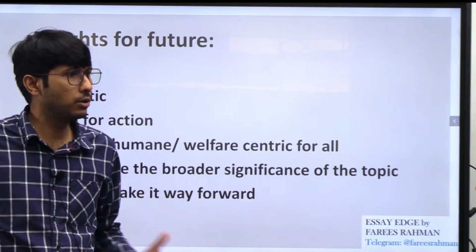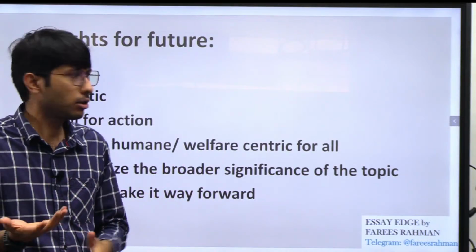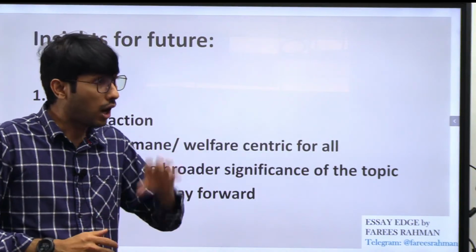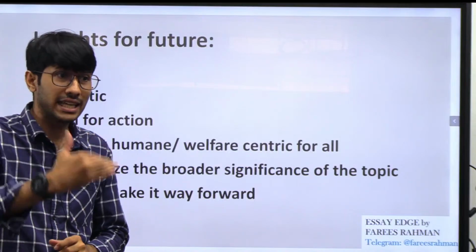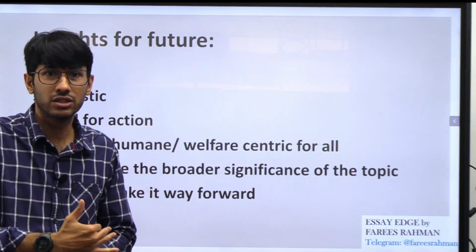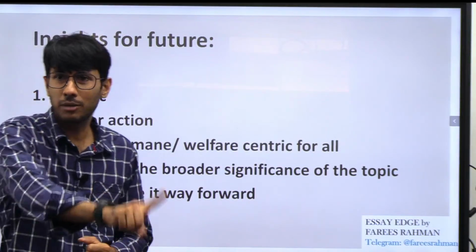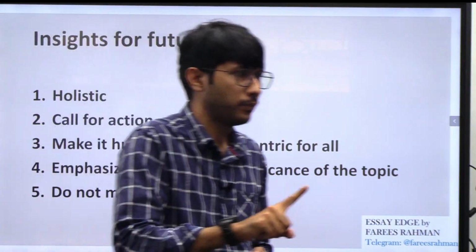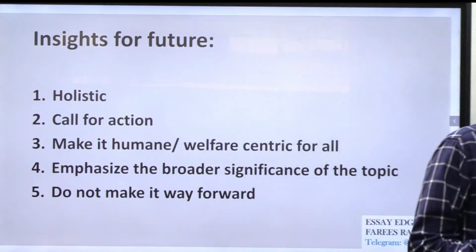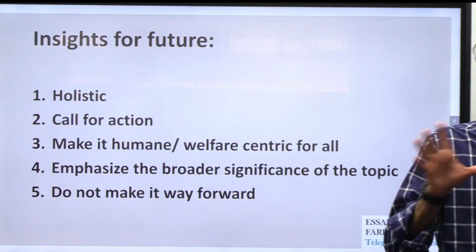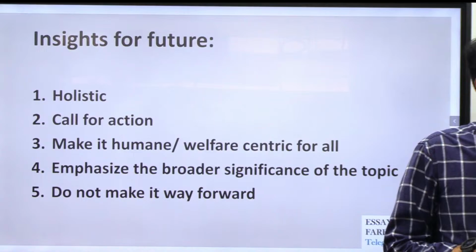You can give insights of future for any issue. For philosophical topic, because it is very broad. If it is a technical topic, related to that. So how do you do that without making it seem like a GS way forward? Is first you make it holistic. Do not make it one single issue. Just do not make it global warming or climate change. Make it a combination of issues.